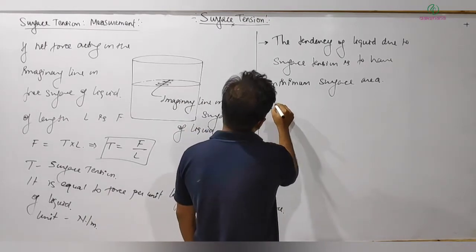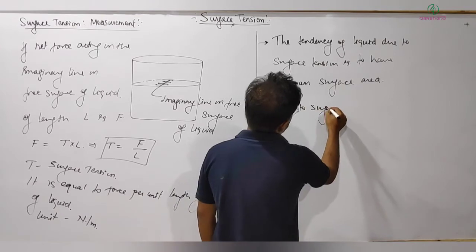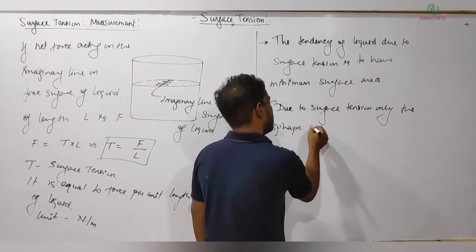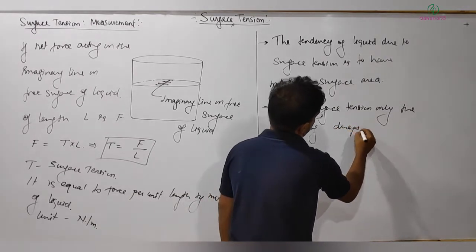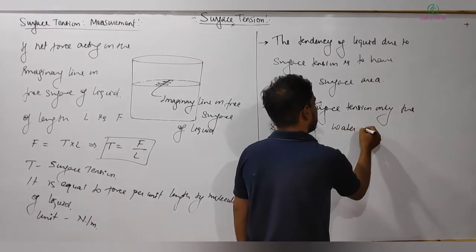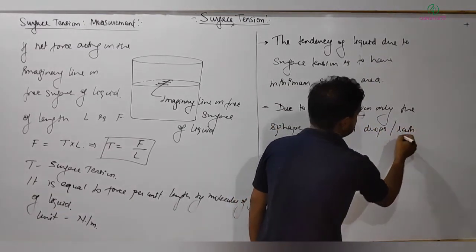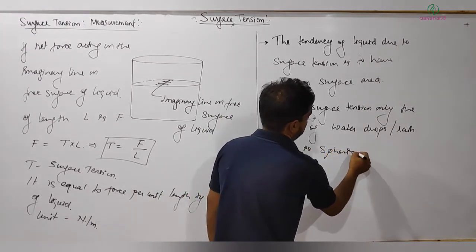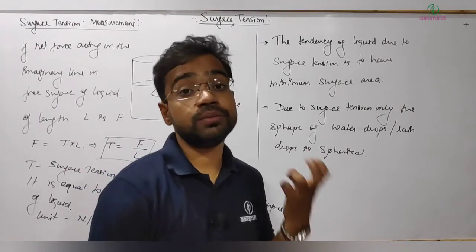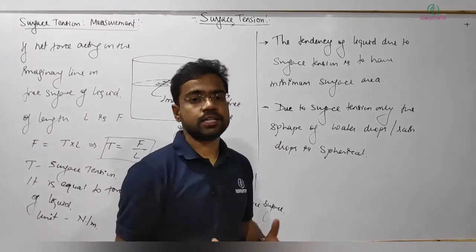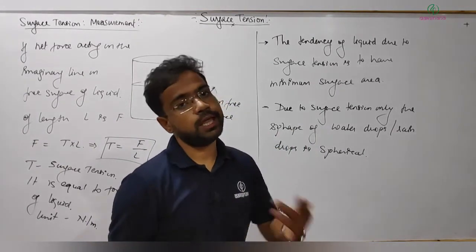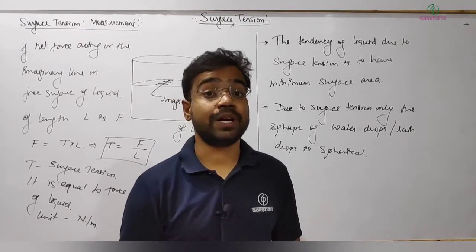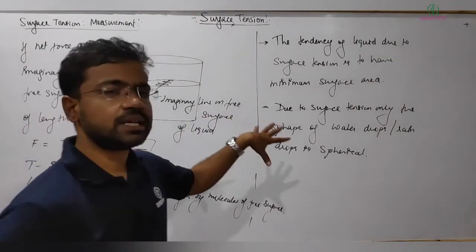So due to surface tension, the shape of water drops, or you can write raindrops, is spherical, because a sphere is the only geometry for V volume which has least area, and because of surface tension it will always try to have minimum area. When it goes for minimum area, the volume will acquire a spherical shape, and that is the reason water drops, raindrops, all have spherical shape. So this is the basic definition of surface tension.